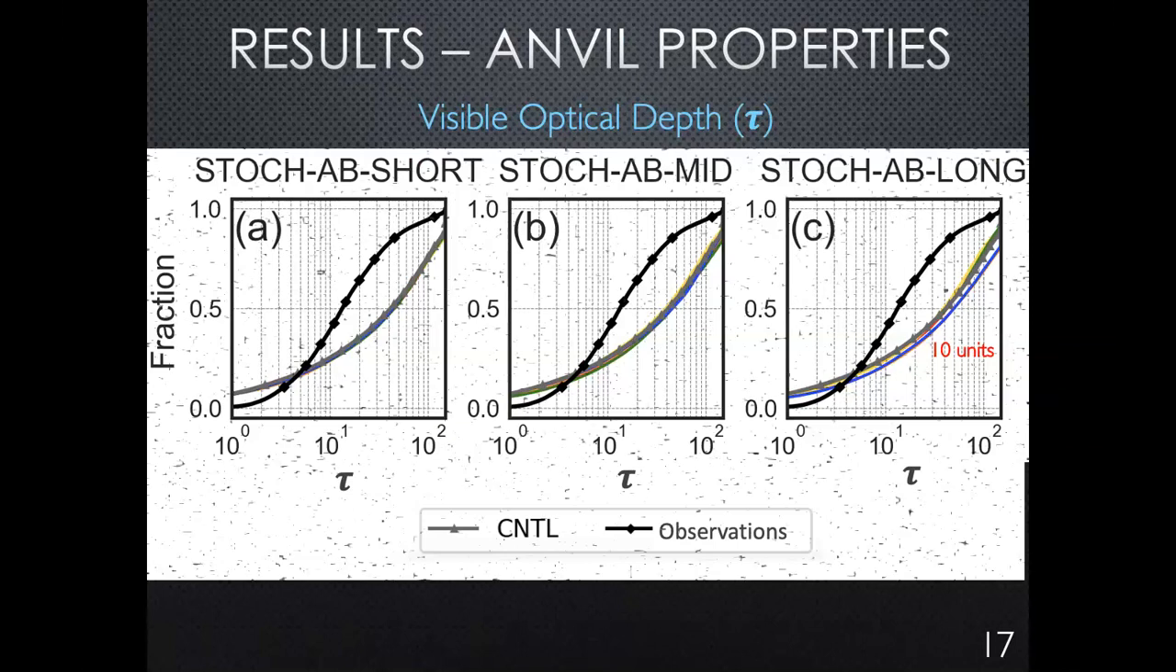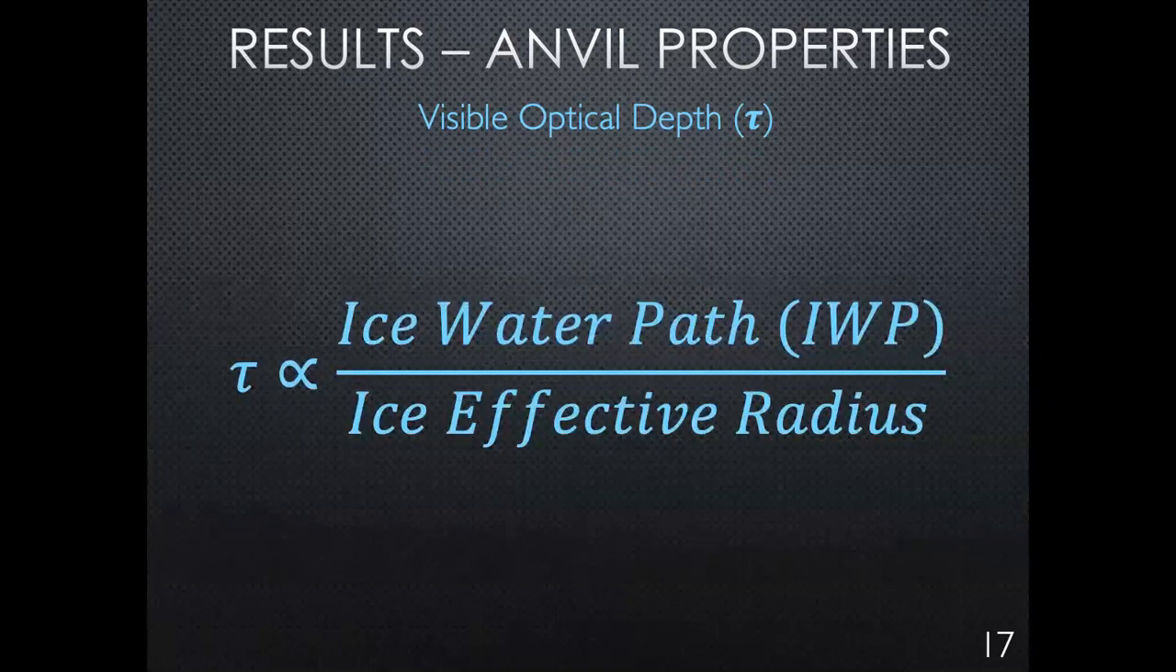Now, optical depth, I'm sure most of you know, is proportional to the vertically integrated mass, or the ice water path, and inversely proportional to the ice effective radius. So changes to the optical depth can either occur through more mass in the column or changes to the ice particle properties within the column. And so in order to determine which is impacting the stochastic scheme, we're going to control for ice water path.